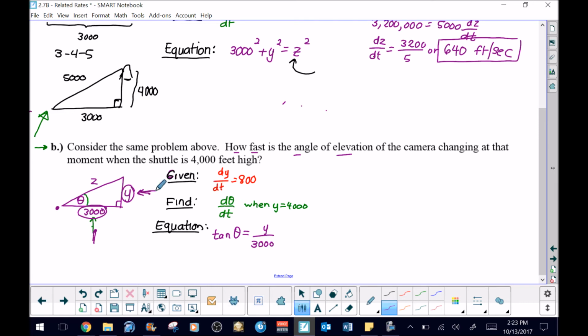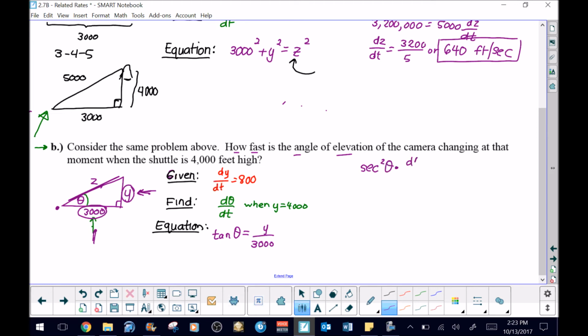All right, so now we're going to have to take the derivative of this equation. The derivative of tangent of theta with respect to t is secant squared of theta. There is no substitute for knowing your trig derivatives very well, backwards and forwards. We're going to tack on a d theta dt there.